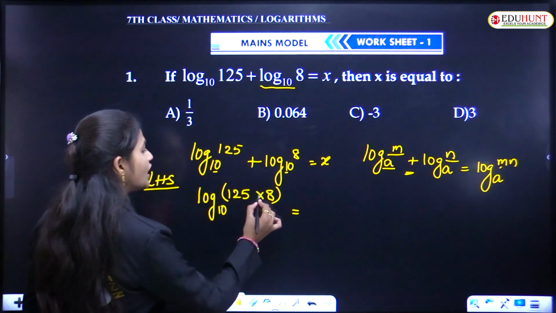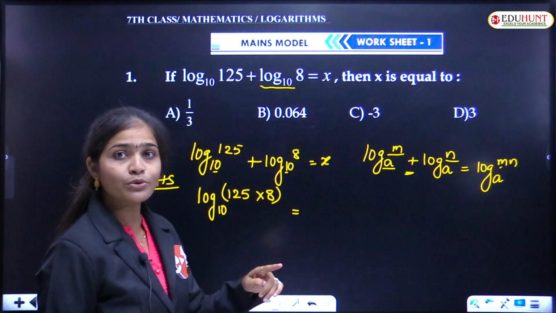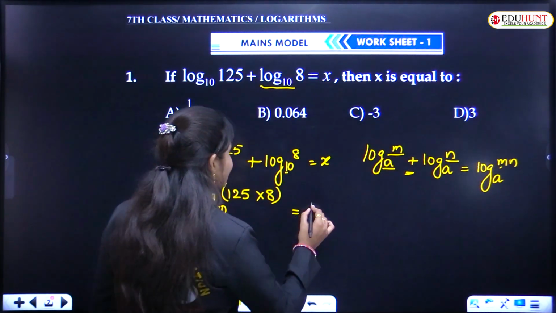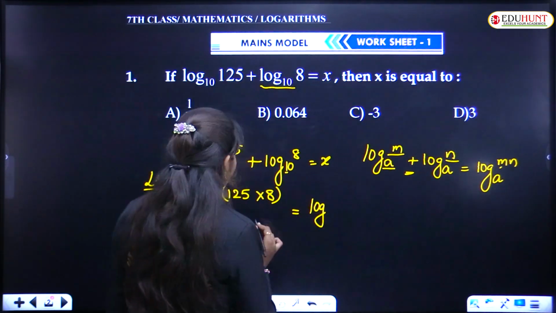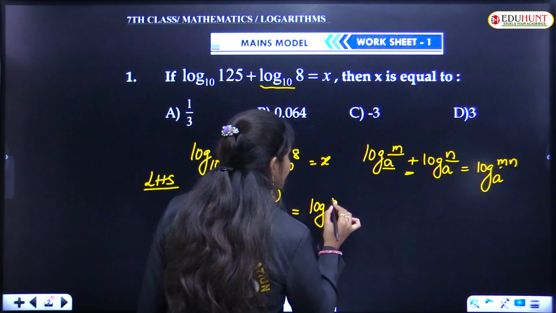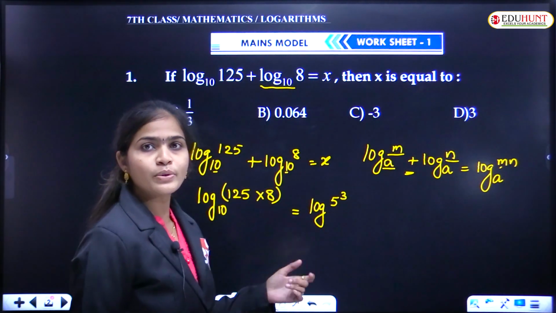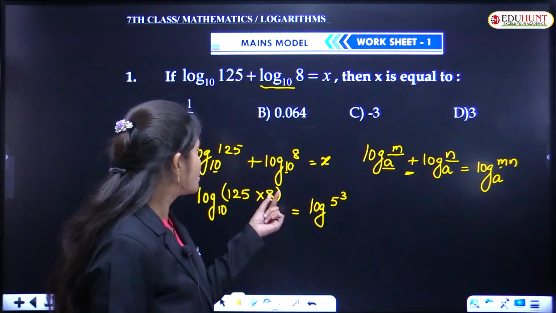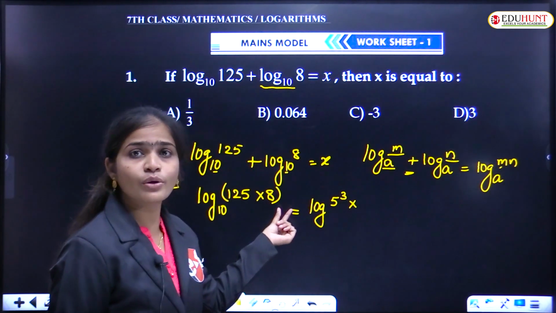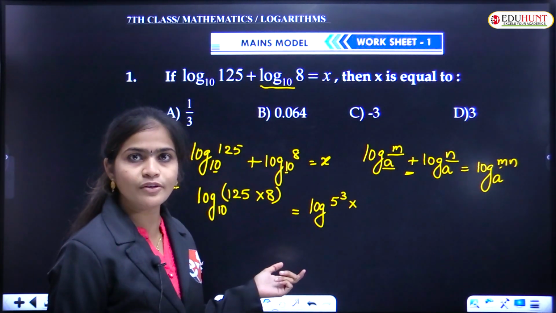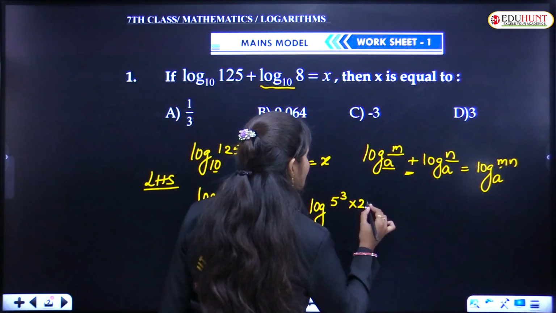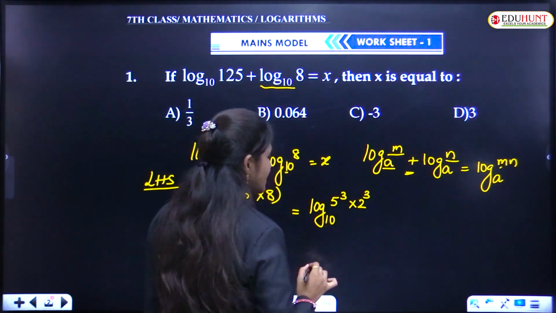See that 125 into 8. By using the exponent laws, we already learned about exponent laws, no? So apply that. Log, here 125 we can write as 5 cube. Am I correct? 5 fives are 25, 25 fives are 125. And 8 we can write as 2 cube. Yes or no? 2 into 2 is 4, 4 into 2 is 8. So we write this as 2 cube, and its base is 10.